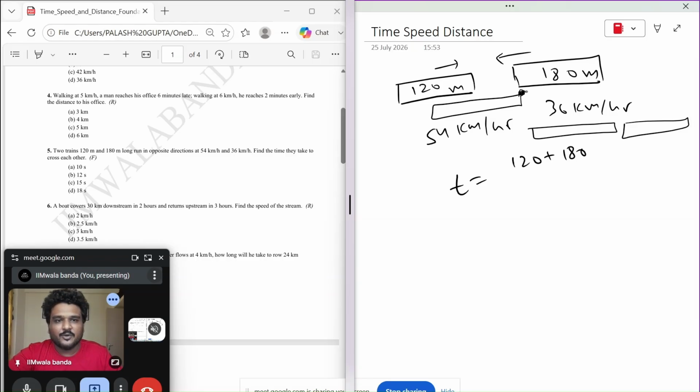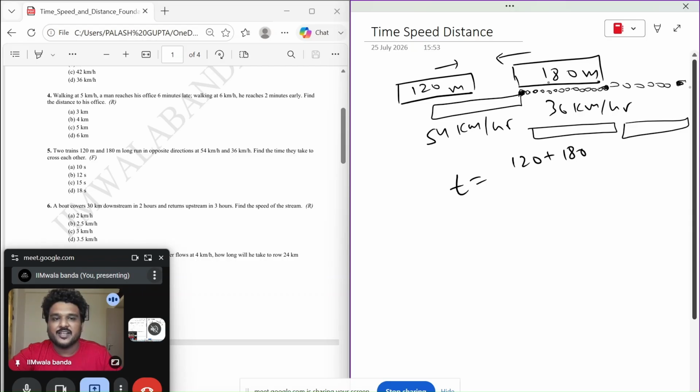First, the ant is going a total of 180 meters, and the ant reaches here. Then the train hasn't passed, so this ant will reach till here, 120 meters more, and then it has essentially crossed the entire 120 plus 180 meters. So that is why when two things cross each other, you have to add their lengths, or their respective dimensions. So 120 plus 180, over 54 plus 36.